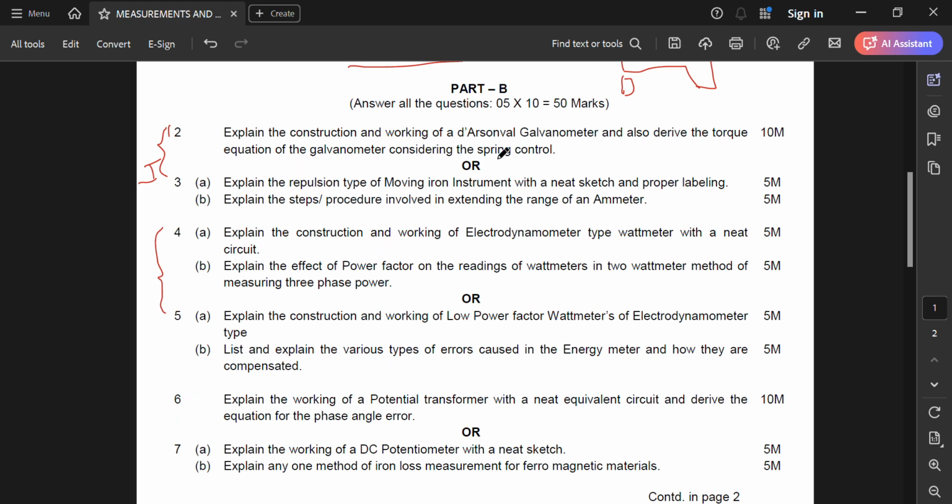In every question paper, the d'Arsonval galvanometer is similar to the PMMC instrument, and we have to explain the PMMC instrument. The question is: explain the construction and working of the d'Arsonval galvanometer and also derive the torque equation of the galvanometer considering spring control.